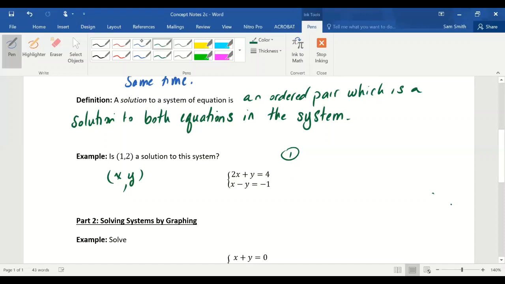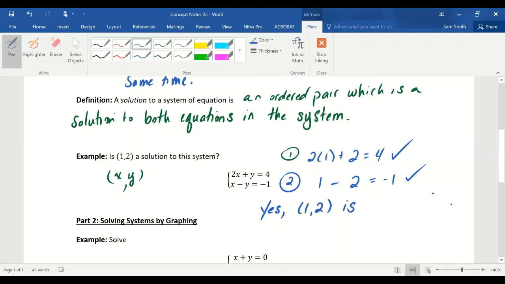So let's start by checking 1, 2. Is it a solution of the first equation? Well, 2 times 1 plus 2 is equal to 4. So that checks out. And then in the second equation, let's also check, is 1 for x, take away 2 for y, really equal to -1? And that works out as well. Yes, no problem. So I would say, yes, based on that, 1, 2 is the means to make everyone happy, is a solution to this system.